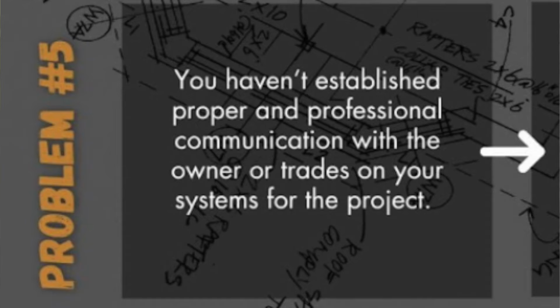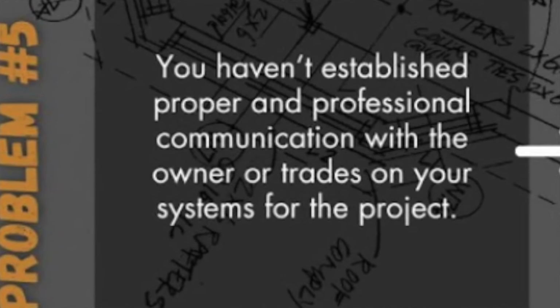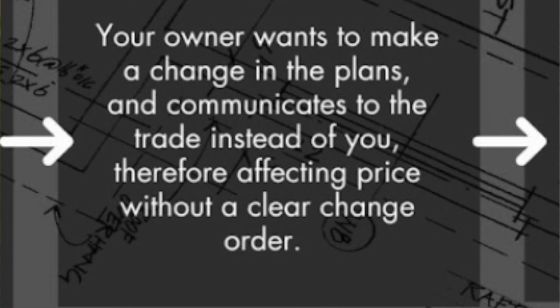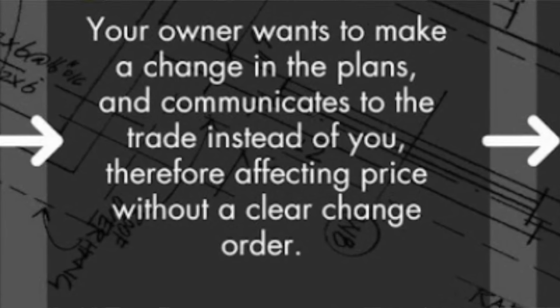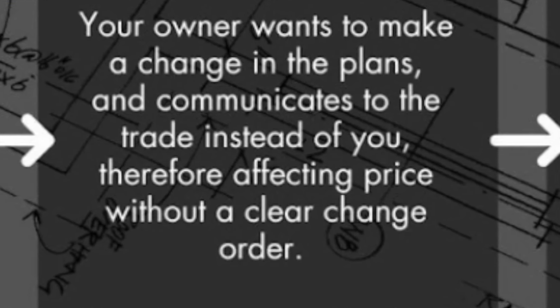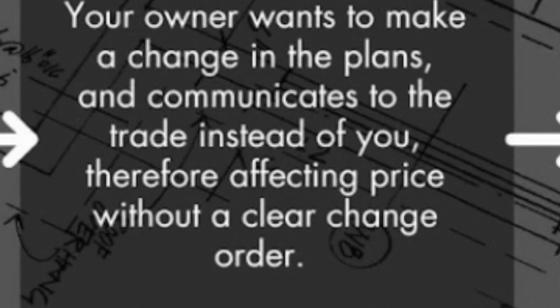So there are some problems that are going to occur. We're actually going to provide a little printout that will explain some of the common problems, the cause, the problem, and the solution. So I've got here problem number 5. You haven't established proper and professional communication with the owner or trades on your systems for the project. The problem is your owner wants to make a change in the plans and communicates to the trades instead of you, therefore affecting the price without a clear change order.